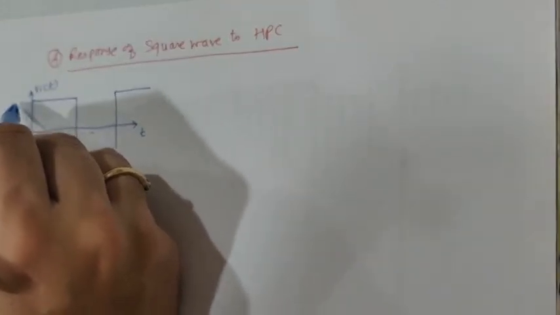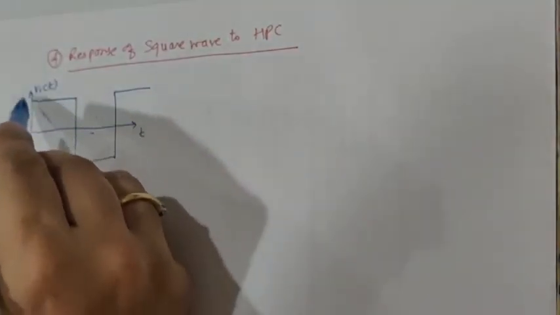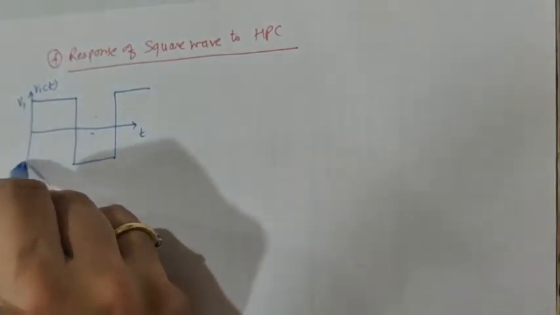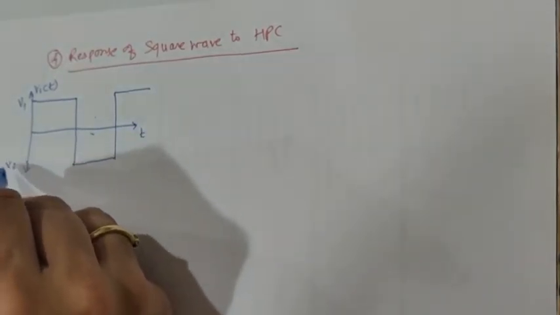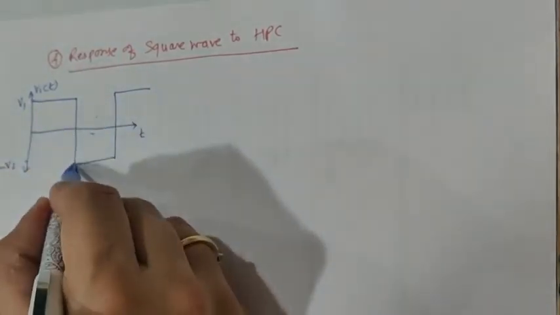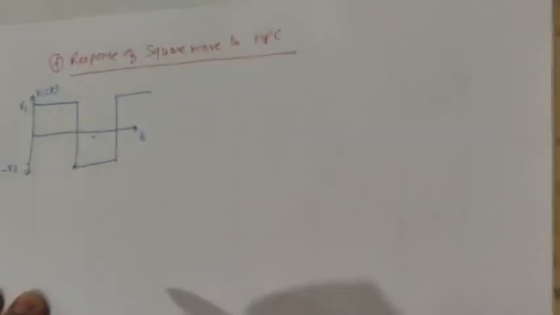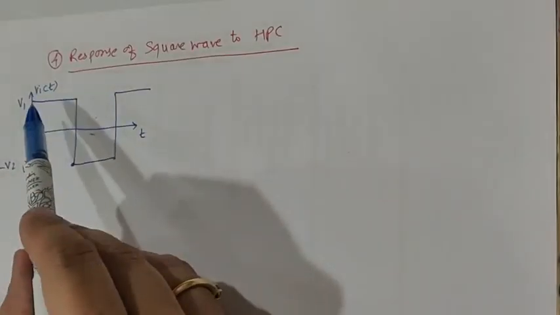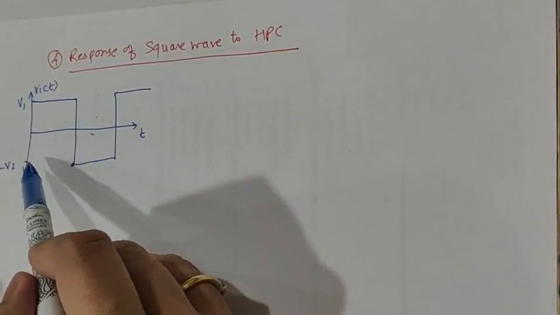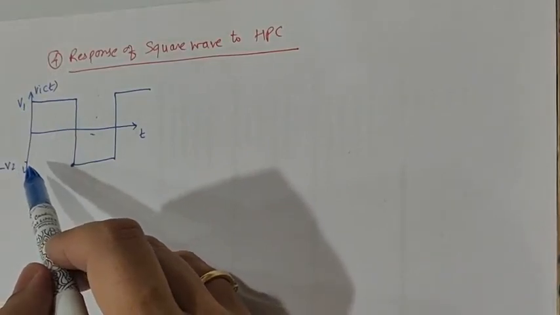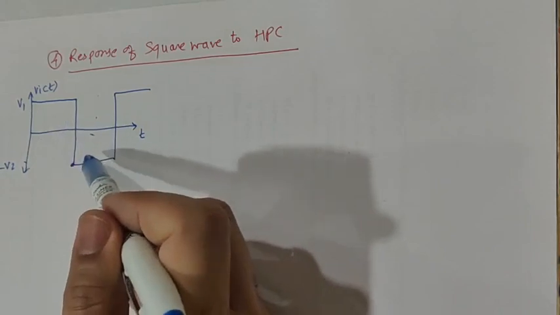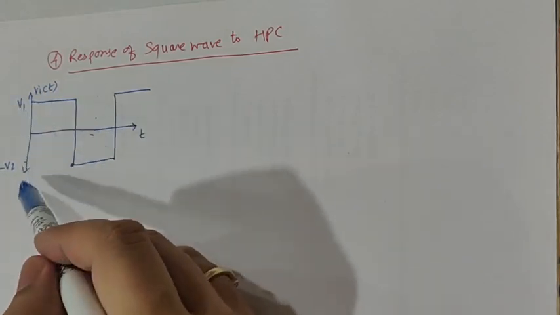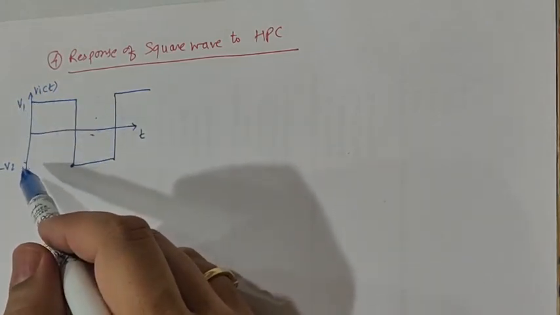So let me take the input voltage to be V1 here on the positive side, and on the negative side I am talking about V2. So it is minus V2, I will say, because it is in the lower quadrant. So the voltage is V1 and minus V2. Of course the amplitude of these two will be the same, but the only difference is that negation will be there because it is in the lower quadrant. So V1 is equal to minus V2, I can say.